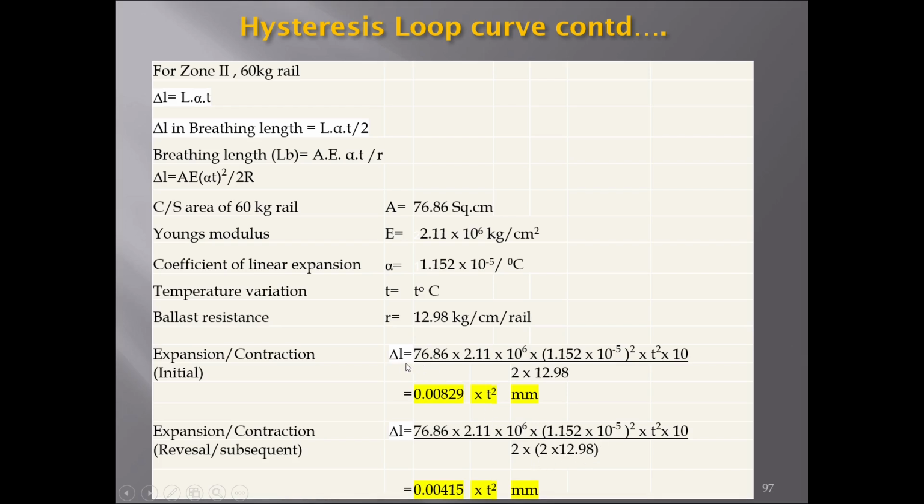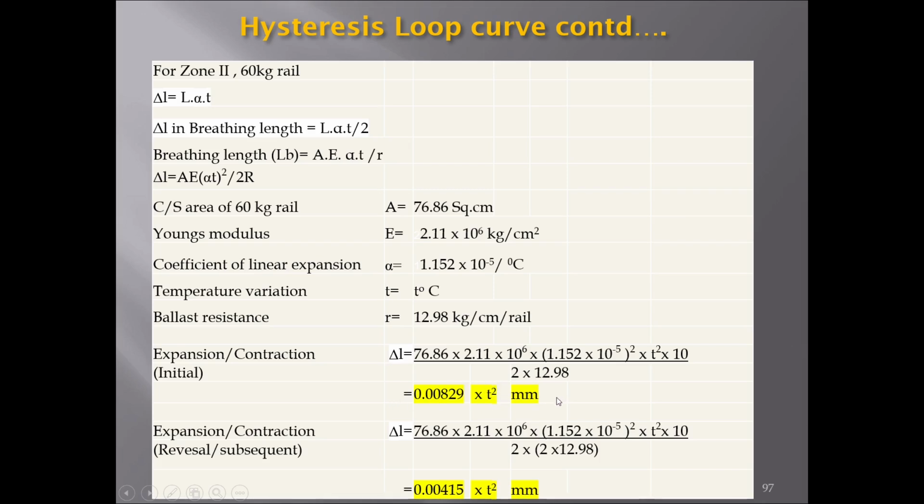Substituting everything, we get values in centimeter, and to get the value in mm I am multiplying by 10. Suppose for expansion in this case, 0.00829 into T squared, in terms of T. For T equal to 1, 1 squared means 0.00829 into 1. For 2, 2 squared is 4, so 0.00829 into 4, and so on. In terms of T I am keeping it as a variable. This is the equation.